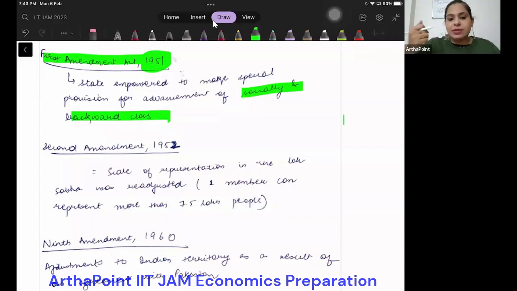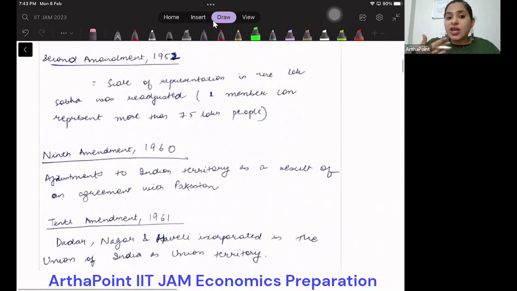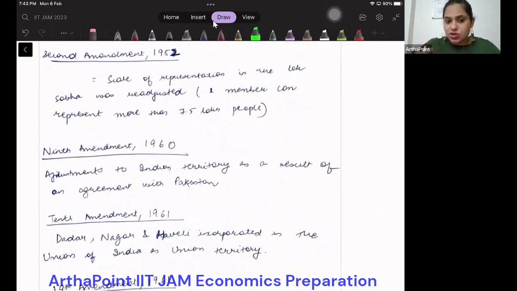Then we had the Second Amendment. Because again, we have just got independence, we want to make sure to see how Lok Sabha and Rajya Sabha is going to work, how many members will be there in the Lok Sabha, who will represent how many individuals of the population. So then we went ahead and we changed the scale of representation in the Lok Sabha in the Second Amendment.